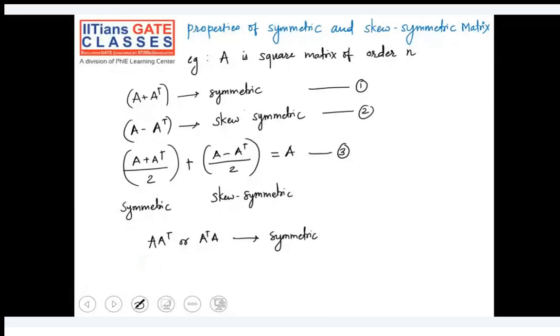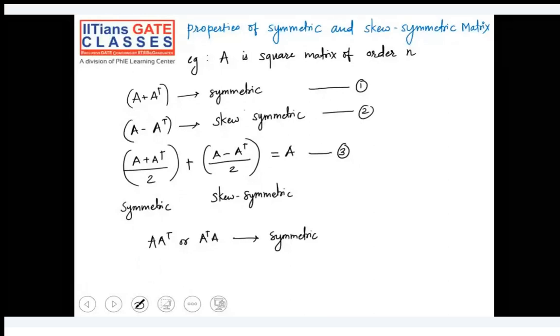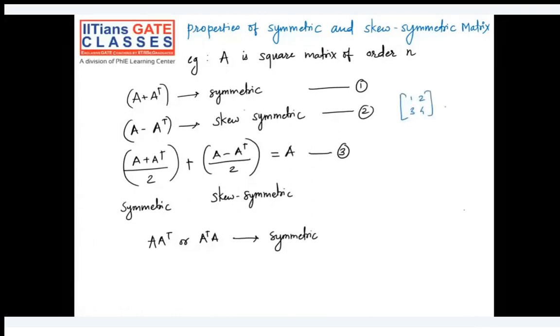So for example, 1 2 3 4, if this is your A, if you take A transpose, what will happen? 1 3 2 4. If you add it, what will happen? 2 5, 5 8. Is it a symmetric matrix? Yes, right. So you can say that A plus A transpose is a symmetric matrix.